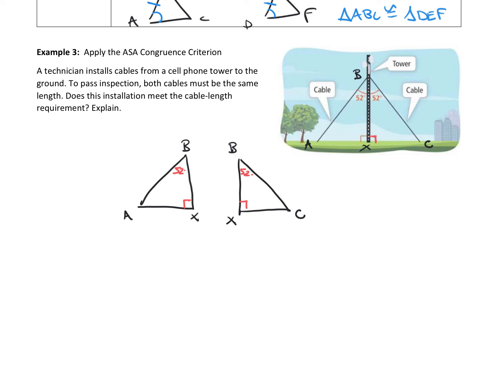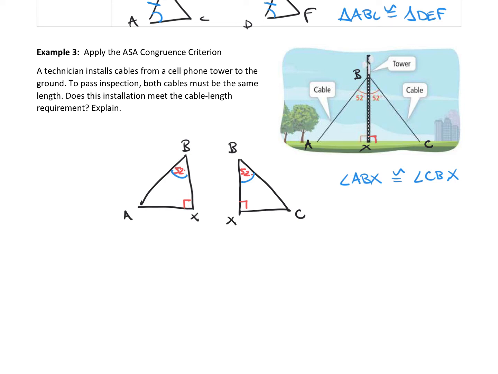So what we know is that we have some congruencies already in this picture. We know that angle ABX in the left triangle is congruent to angle CBX because they told us they're both 52 degrees. So I'm going to go ahead and mark that congruency. That angle is congruent to that angle. So far we have an angle congruency.